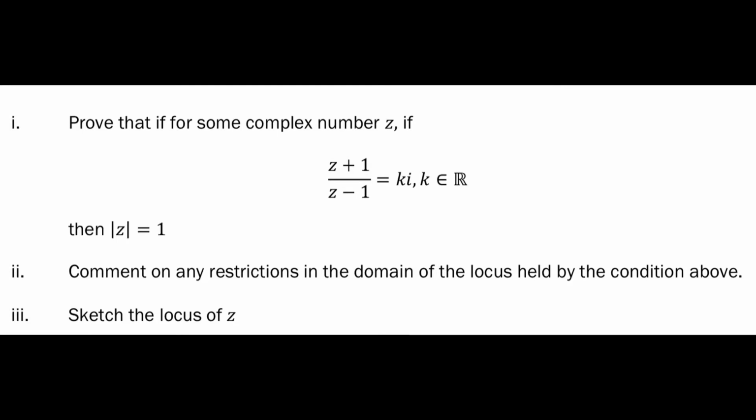A student has sent through this three-part question, which reads: prove that if for some complex number z, z plus 1 on z minus 1 equals ki, where k is some real number, then the modulus of z must be equal to 1. Part 2 then asks us to comment on any restrictions in the domain of the locus held by the condition above. And then part 3 asks us to sketch the locus of z.